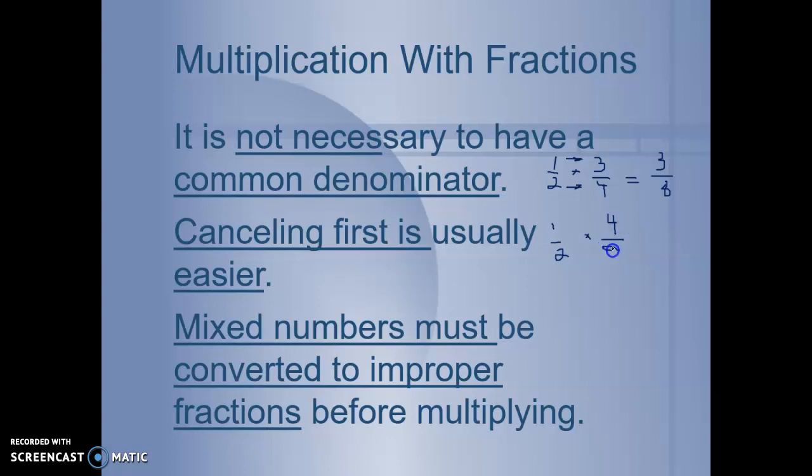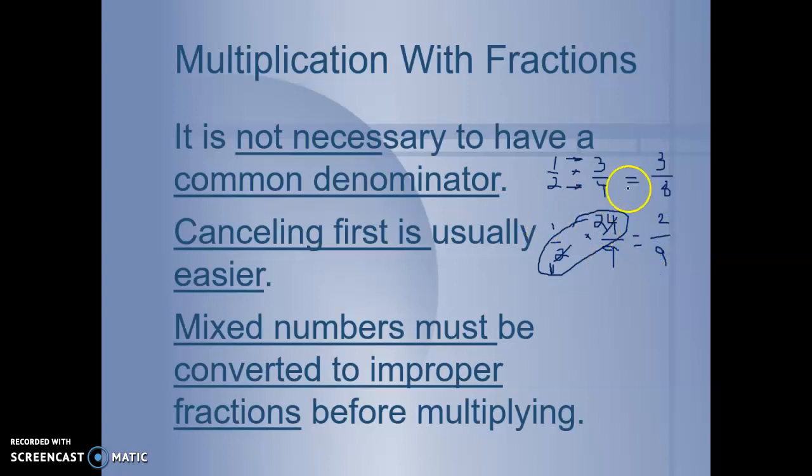So 1/2 times 4/9. When we look at canceling, we're looking at cross factors. So we're going to look at this 2 and 4. And 2 and 4 have a common factor of 2. So I can divide both of these by 2. 2 divided by 2 is 1. And 4 divided by 2 is 2. Then I can multiply across like normal. 1 times 2 is 2. And 1 times 9 is 9.